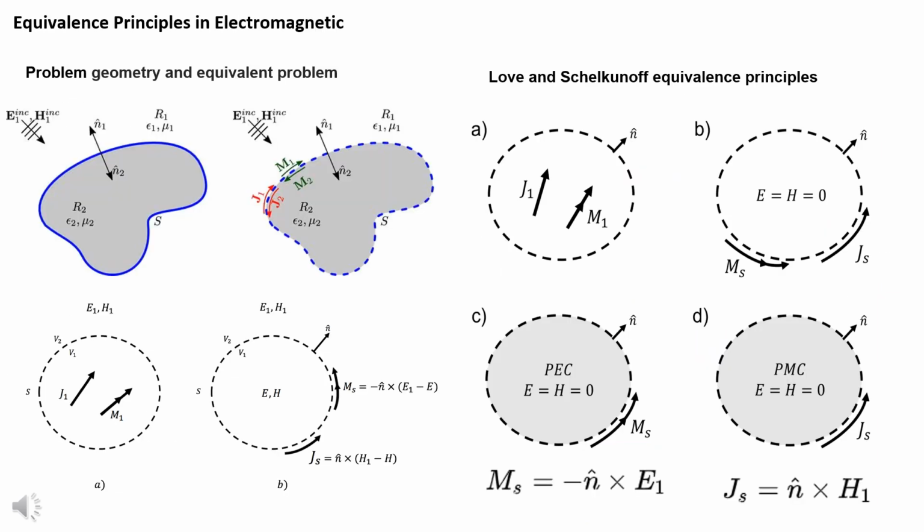As we conclude this session, let's explore some important equivalence principles in electromagnetics, illustrated here on this slide. On the left, we see an illustration of the surface equivalence principle. In this scenario, we have an imaginary closed surface with impressed electric and magnetic current sources, represented as Js and Ms in the original problem, shown in part A. We have the true source distributions inside the surface, denoted by J1 and M1.